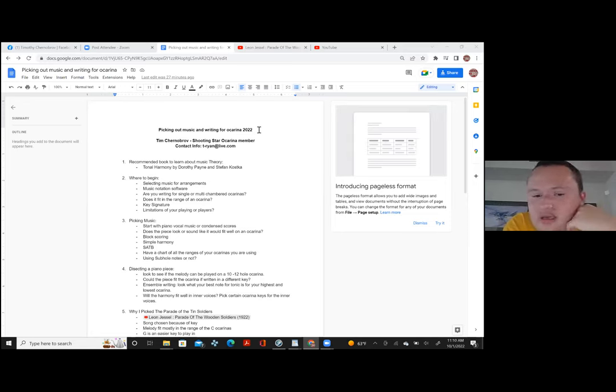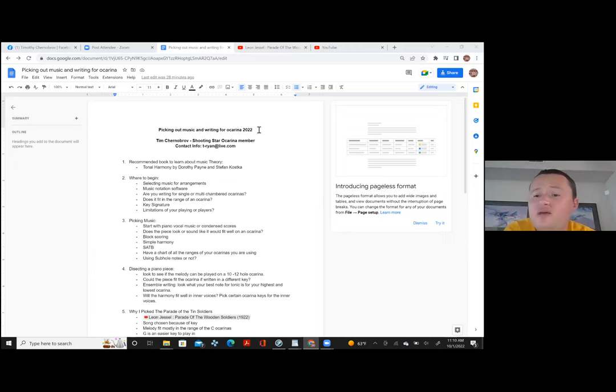Block scoring is the idea of writing in a way that, even though there might be multiple parts going on, there might be more similarities in the parts. Either I'm doubling a part, or certain ocarinas might be doubling parts. So block scoring is always a good thing, and so is looking for simple harmony. Even if you might not have a strong music theory background, if you know your major chords and minor chords, maybe you can pick that out from the piano part or the vocal music.